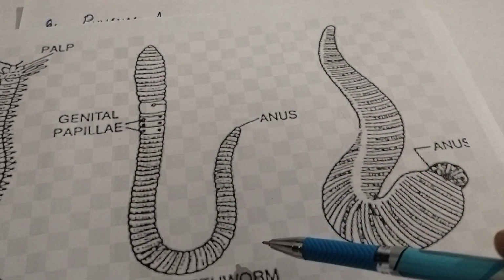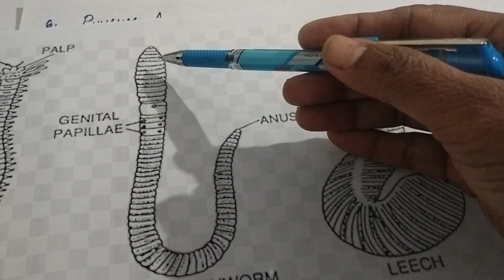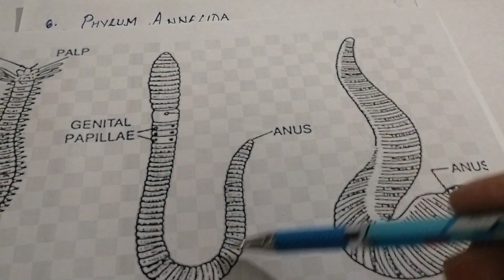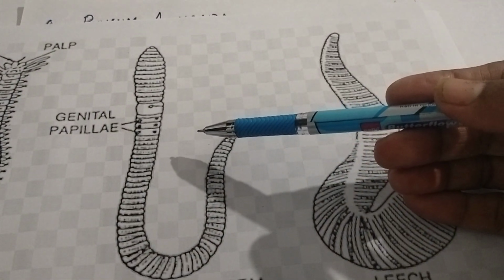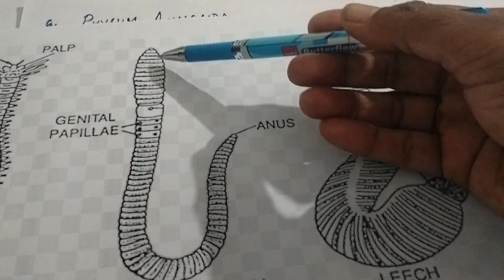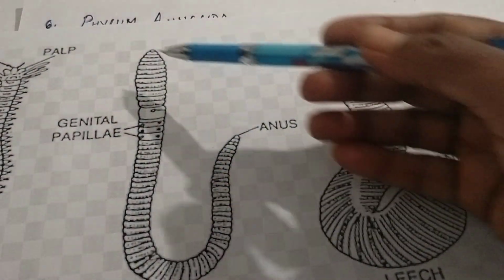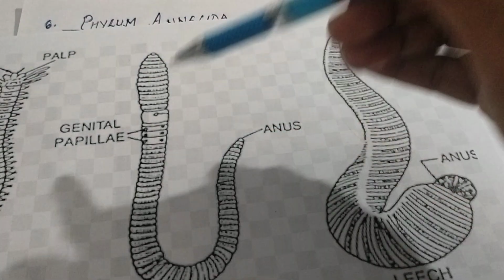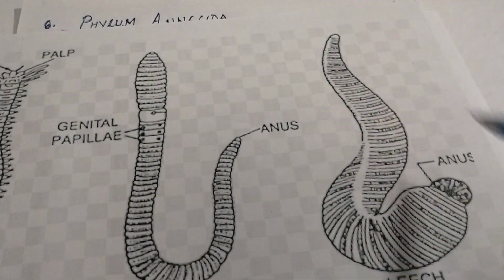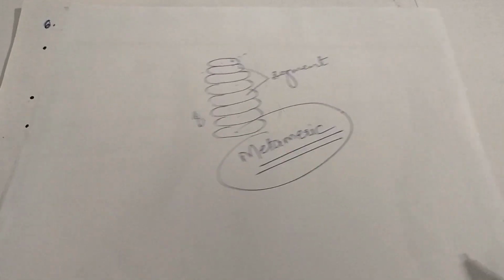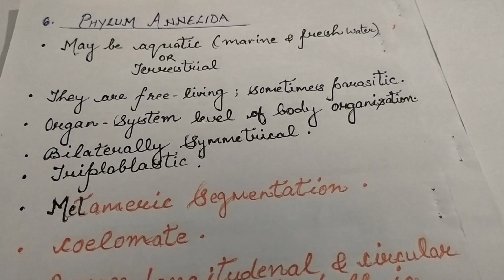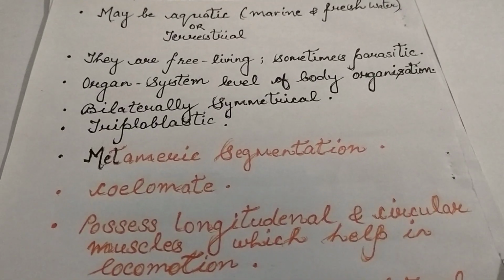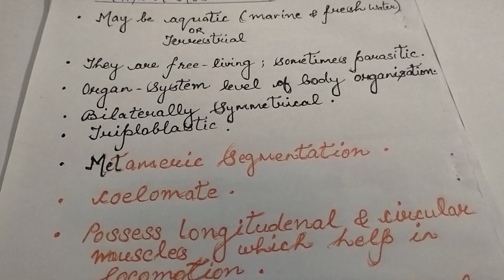And what is the specific character here? These segments are identical externally and internally. As many segments as you can see from the external surface, the same number of segments will be present inside the body, and you can locate that a specific organ is present in a specific numbered segment. This kind of segmentation is called metameric segmentation. It is a distinct characteristic of phylum Annelida. Next character, they are coelomate, which means a true coelom, a body cavity, is present.